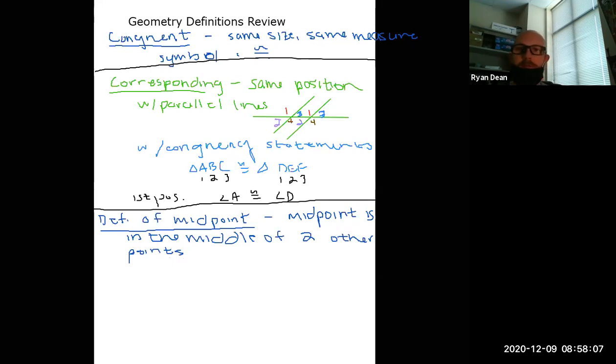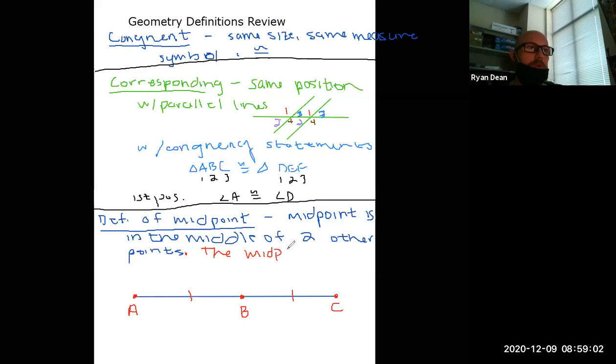So if I drew this picture here, and I just said that we have A and C, okay, and B is the midpoint between A and C, then what that does is it's saying that B's in the middle of these 2 points, and we can create 2 congruent segments, one from A to B and one from B to C. Okay, so the midpoint creates 2 congruent segments.